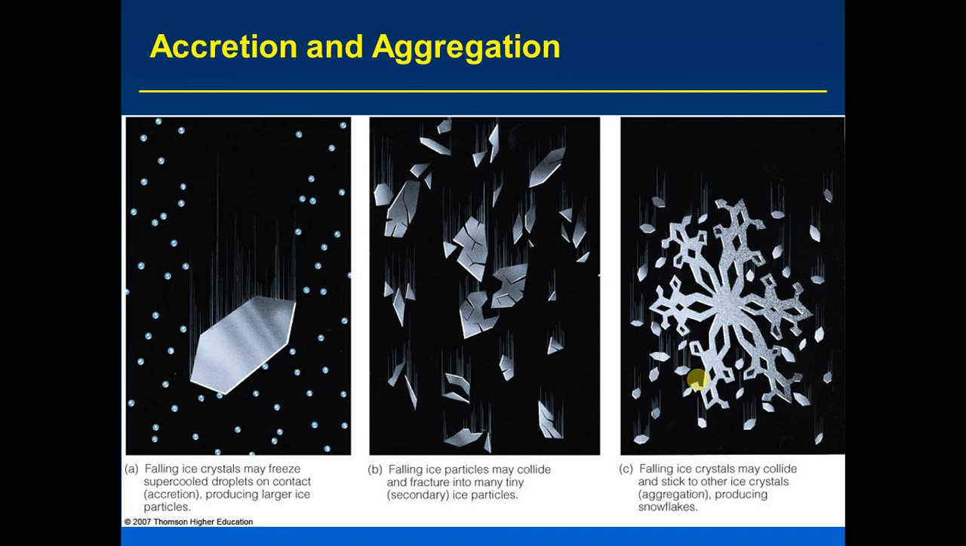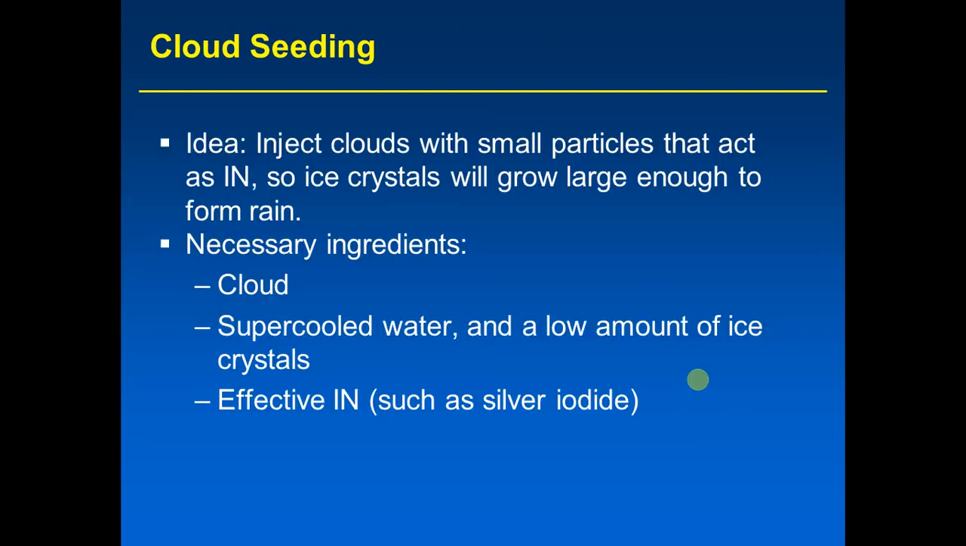Have you heard of cloud seeding? Talk about how to get the clouds to produce more rain. The idea in cloud seeding is to inject clouds with small particles that act as ice nuclei, so the ice crystals will grow large enough to form rain. The first ingredient in any seeding project is the presence of clouds. Seeding alone does not generate clouds.